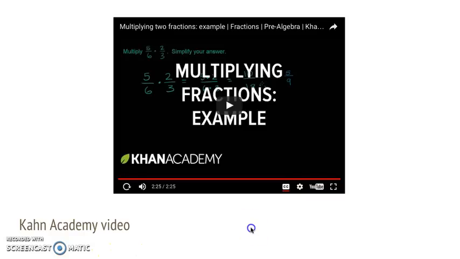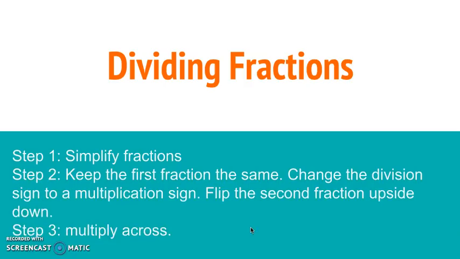Alright, dividing fractions. Okay, so step one, just like multiplying fractions, we need to simplify the fractions. That's like making whole numbers into fractions and mixed numbers into fractions. Then step two, we're going to keep the first fraction the same. We're going to change the division sign into a multiplication sign, and then we're going to flip the second fraction upside down. Then, finally, we're just going to multiply across and simplify.